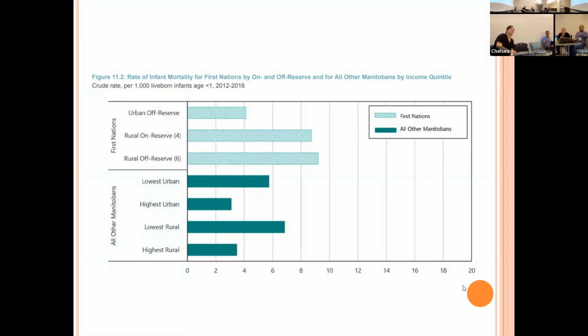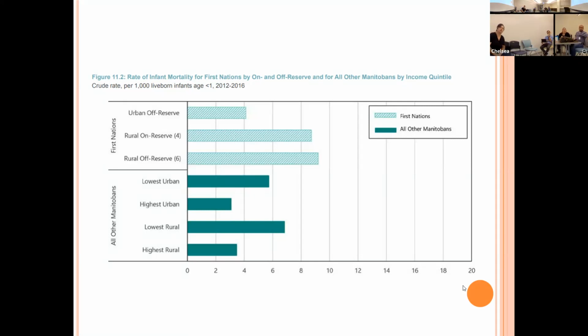So this slide shows us that. This is from a recent report on First Nations health in Manitoba. It compares all other Manitobans to registered First Nations individuals, by income quintile. Even if we compare First Nations individuals to the lowest urban and the lowest rural income quintile, we can see that their outcomes are worse. Their infant mortality rates are higher. So it's not just that First Nations folks are more likely to live in poverty than other folks in Manitoba. It's that there are additional factors affecting their survival.